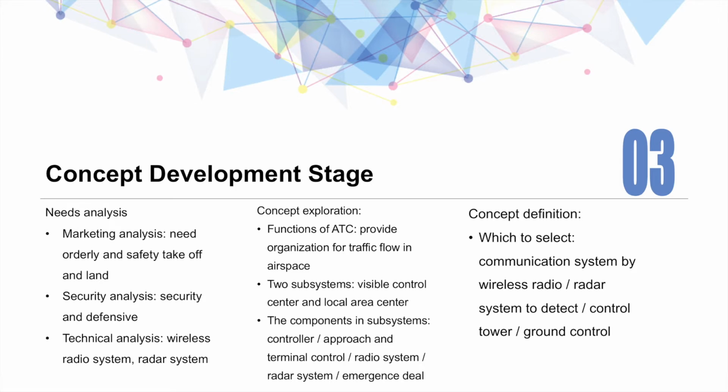The ground control can provide orderly control for aircraft waiting to take off in the airport and make sure there will be no collision between these aircraft. The local control center should be selected as a subsystem for the air traffic control system. Also, the ability to deal with emergencies is indispensable in the airport.